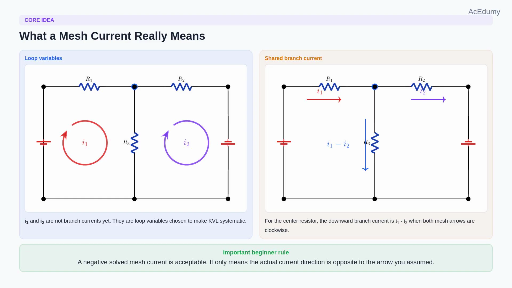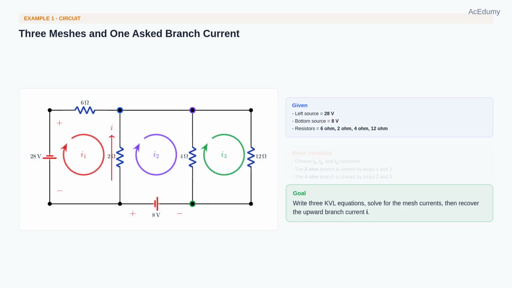That shared term pattern is what creates the coupling between loop equations. And if the solved current comes out negative, that only means the real current direction is opposite to the arrow we assumed. Now the first worked example.